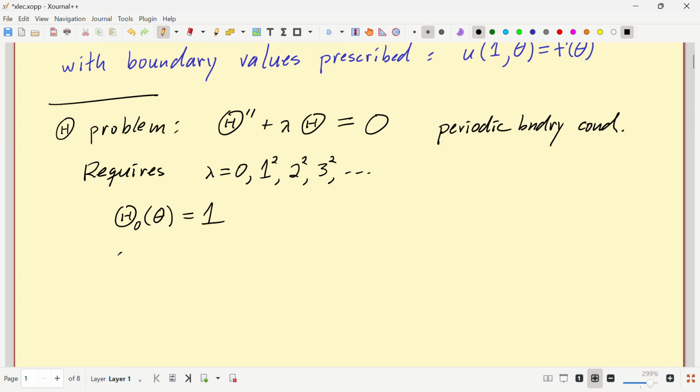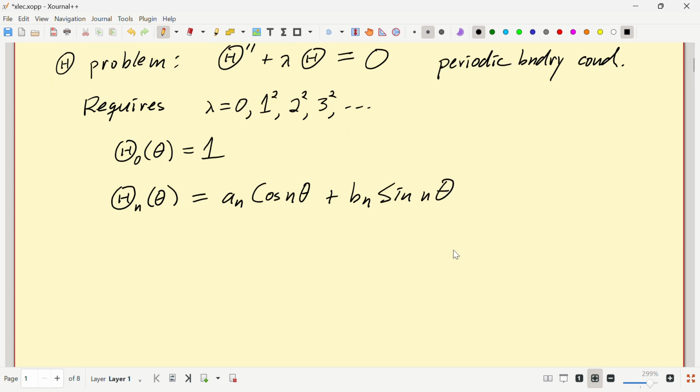And for lambda of n, I'll use Fourier series notation, we got cosine n theta and sine n theta. Okay, that's what we did last time. And now we're going to do the R problem.